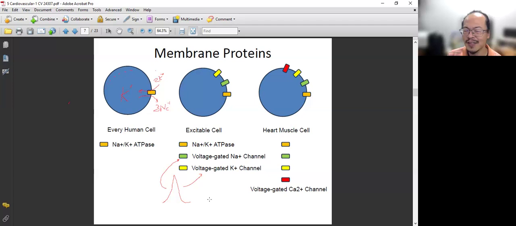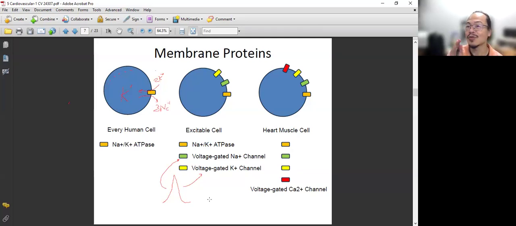Who are the excitable cells? Muscle cells and nerve cells. We saw this in the nerve cells. These two membrane proteins are primarily located in the initial segment of the axon, so it makes the nerve excitable. It can generate an action potential. All right, so that's all good.